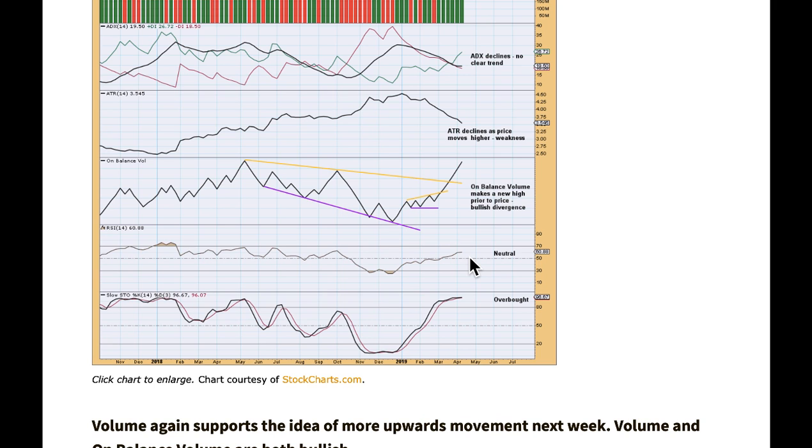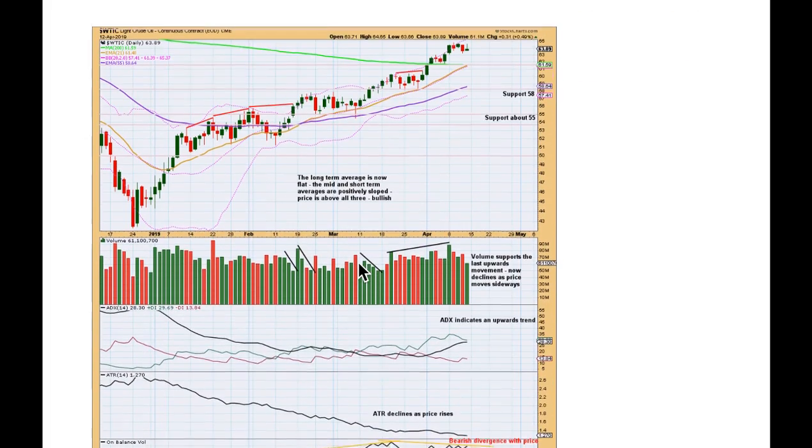RSI is still in neutral territory. There's still further room for upward movement to continue before it reaches overbought. Stochastics is overbought, but it may remain there for several weeks. It's hopeless as a timing tool for figuring out when a movement may end, when a market is in a strong trend, that is.